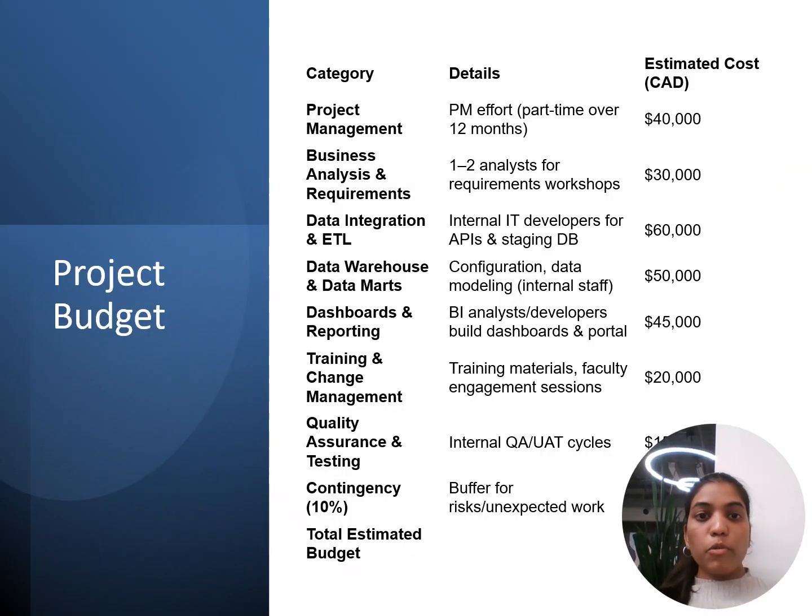Now comes the project budget. The budget covers multiple areas. This includes software and tools for the warehouse, developer and analyst salaries, training programs for faculty administrators, and testing costs. We also include a buffer for unexpected expenses. Careful planning ensures that we don't overspend, and it is linked to the project value.